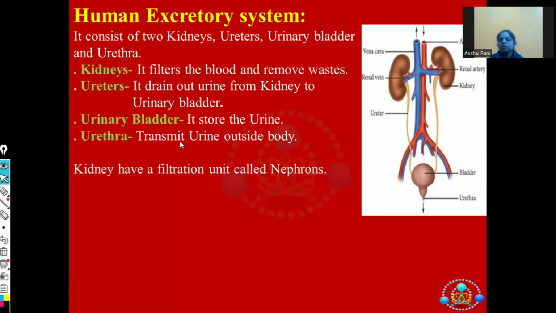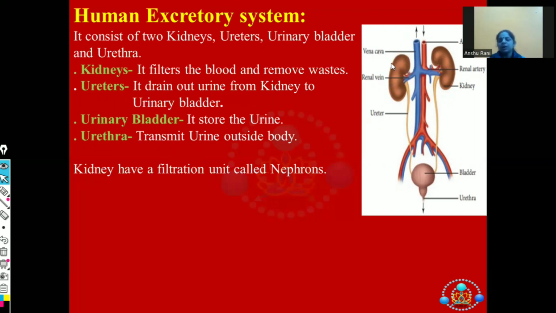Kidneys have filtration units that are called nephrons. These nephrons help in removal of waste from the body. This is the aorta. This is the vena cava. They are taking blood to the kidneys, and kidneys are acting as a filtration unit.